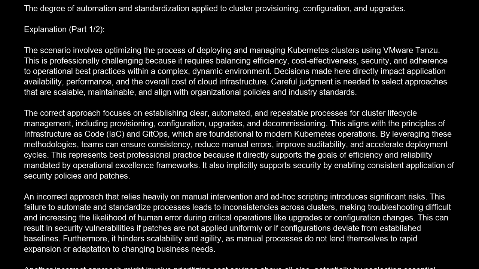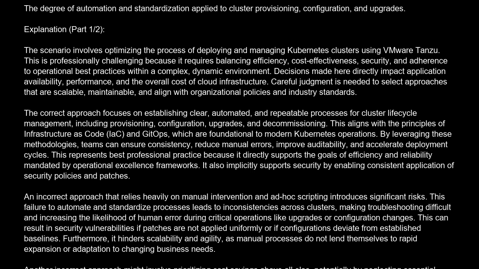The correct approach focuses on establishing clear, automated, and repeatable processes for cluster lifecycle management, including provisioning, configuration, upgrades, and decommissioning. This aligns with the principles of infrastructure as code (IaC) and GitOps, which are foundational to modern Kubernetes operations. By leveraging these methodologies, teams can ensure consistency, reduce manual errors, improve auditability, and accelerate deployment cycles.